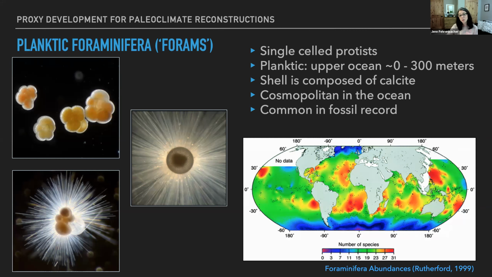What makes them really useful for paleoclimate research is that they secrete around their cytoplasm, which I'm showing in these pictures, a calcium carbonate shell. This is the mineral calcite. I'm going to show you in a minute how this plays a role in their utility in paleoclimate. They're cosmopolitan in the ocean. That means they're found pretty much everywhere, and they're very common in the fossil record.